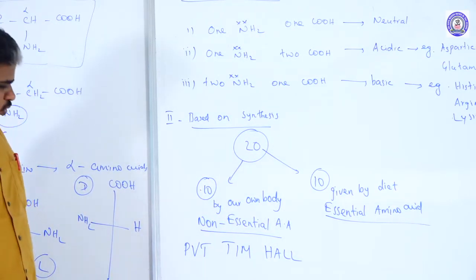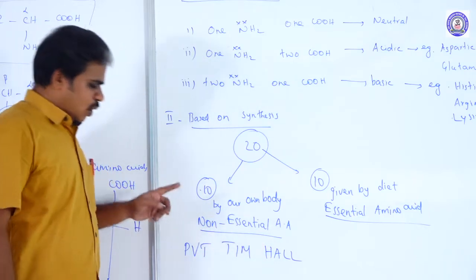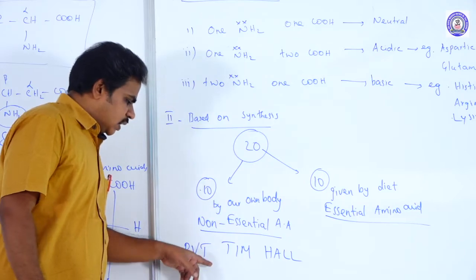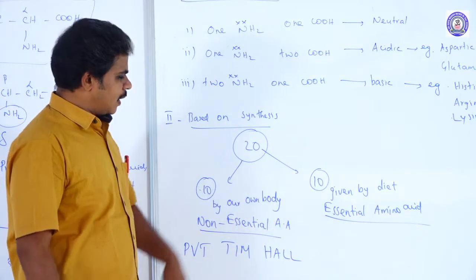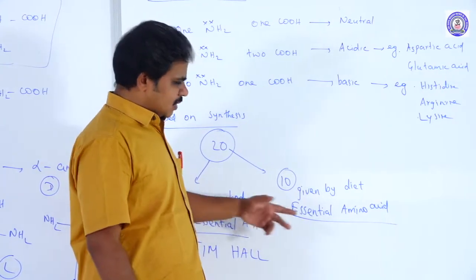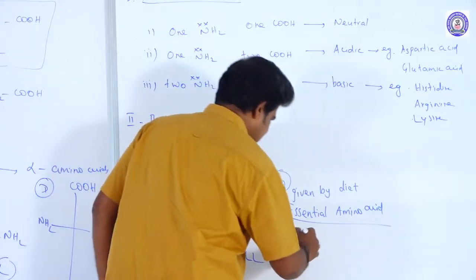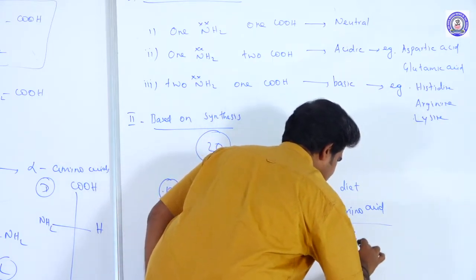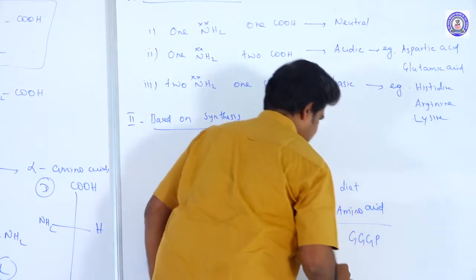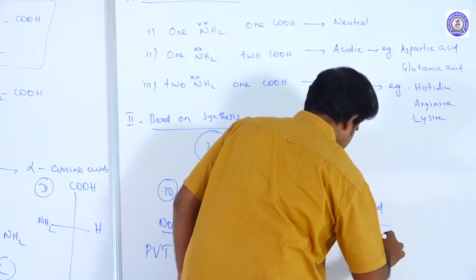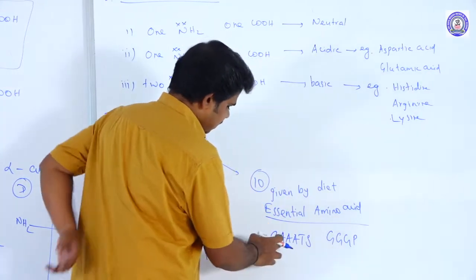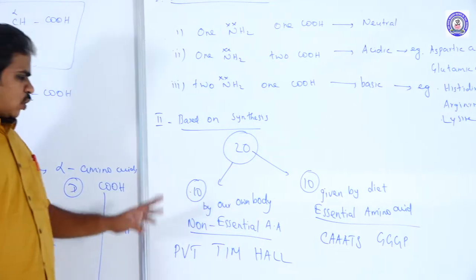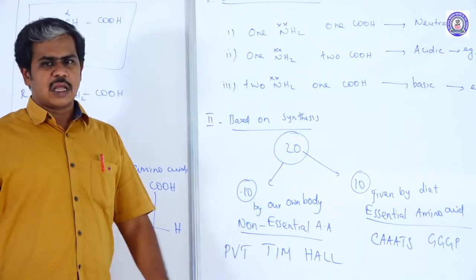PVT, tin hall. So that is 10 amino acids that are non-essential amino acids. The shortcut is PVT, tin hall. Then for essential amino acids, there is also a shortcut: one is CATS, triple GP. CATS triple GP. So here that is 5 and 5. So 10 essential amino acids and 10 non-essential amino acids.